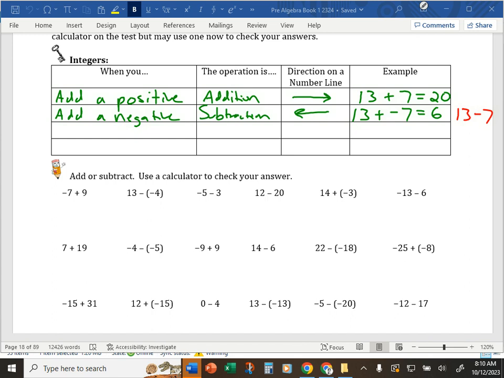Okay? With addition and subtraction, how it works, the first number is where you start on the number line, and then you have the operation that tells you which direction you go. Right? So in the top example, we're starting at 13.